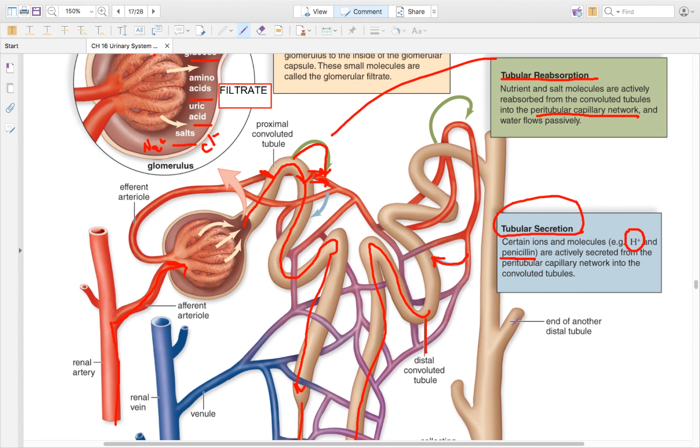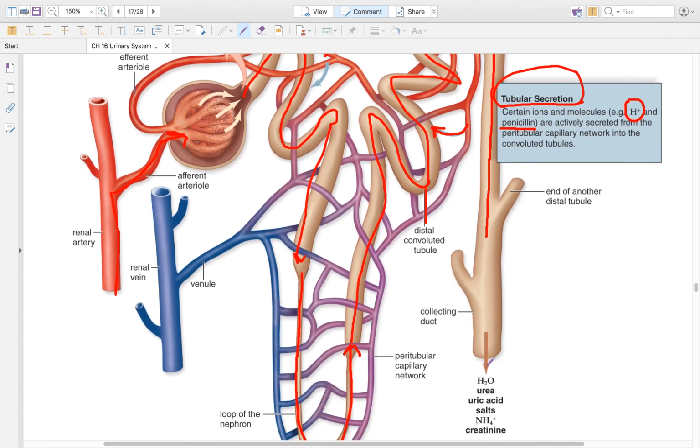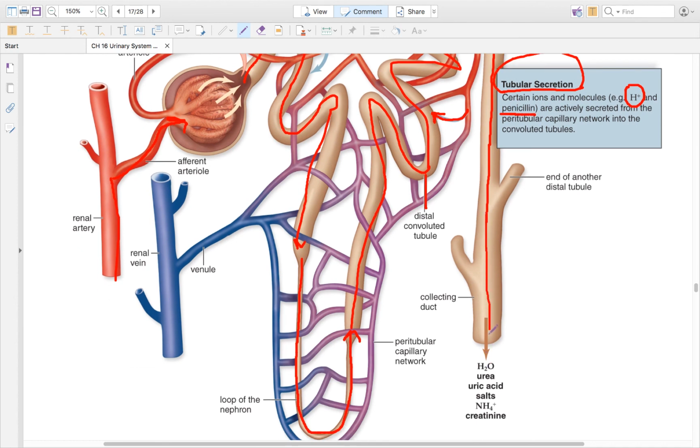All right, so then that occurs, and then the urine and everything that's left over is going to move to the collecting duct. So what's left here? We're going to have water. These are elements of the urine: urea, uric acid, sodium chloride, salts, ammonia, which is NH4, creatinine.